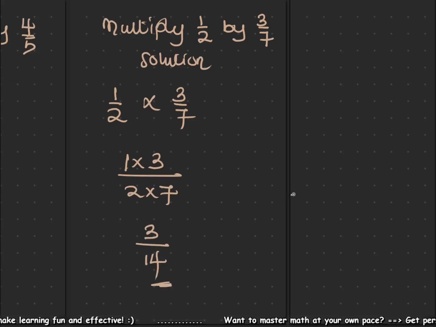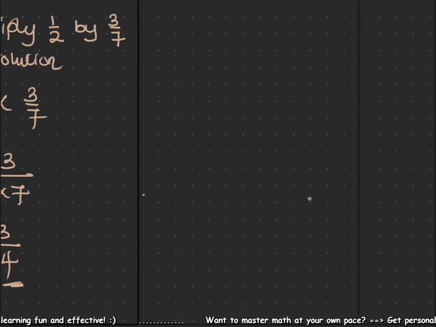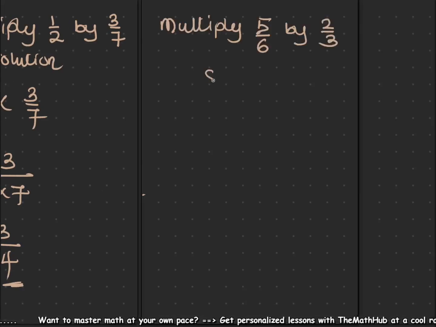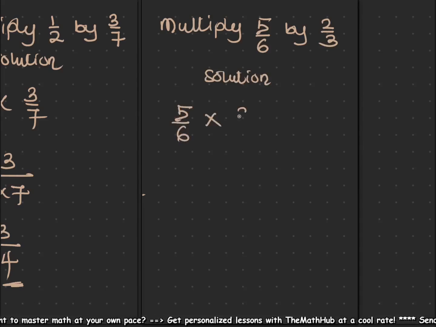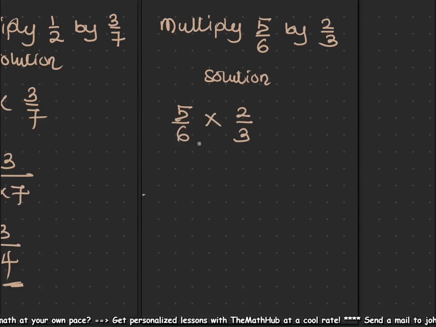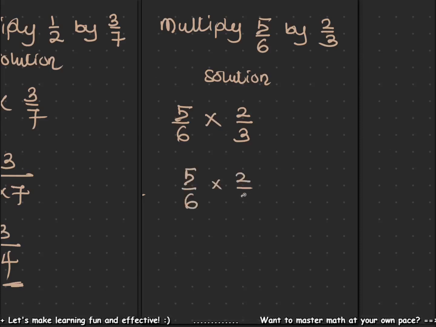Let's look at another example. Now in this example, we'll try one that involves simplification. We have to multiply 5 over 6 by 2 over 3. Is there anything you can see here with respect to the simplification we spoke about? If you take a look at it critically, for the 5 over 6 times 2 over 3, yes, we can't simplify these fractions.